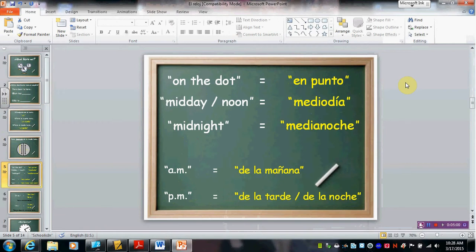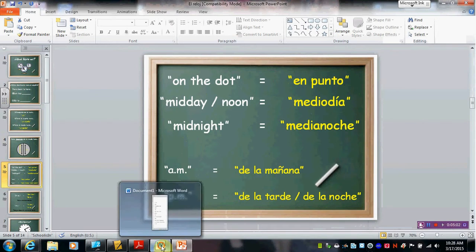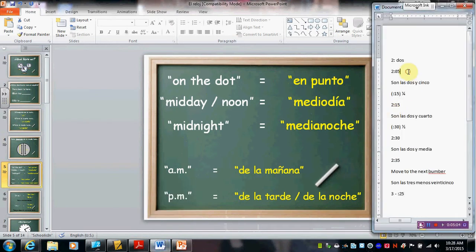When you have, for example, it is 2:05 a.m., let's just add to this. We're just going to add de la mañana to the sentence. I don't know why I did that, but I'm just going to leave it like that.